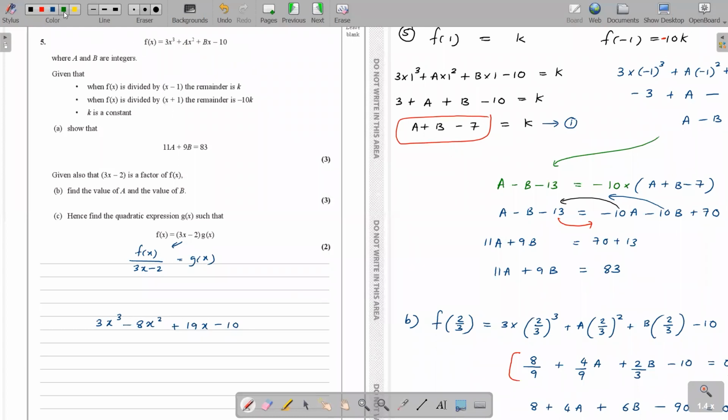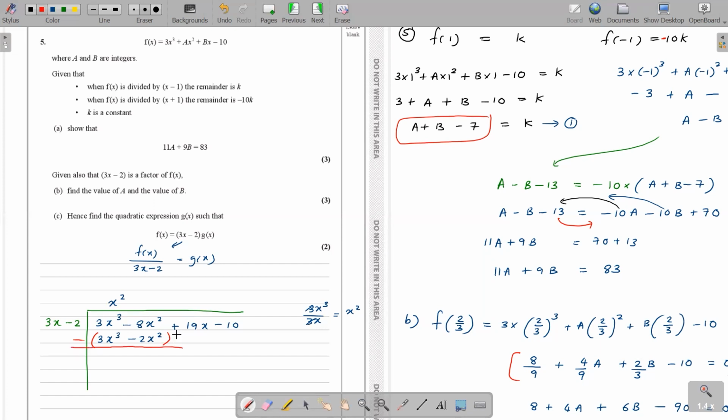Now let's divide this by 3x minus 2. Do long division. So 3x cube divide by 3x. 3 and 3 cancel. I get here x square. So I'll put x square up over here. Multiply. X square into 3x is 3x cube. X square into minus 2 is minus 2x square.